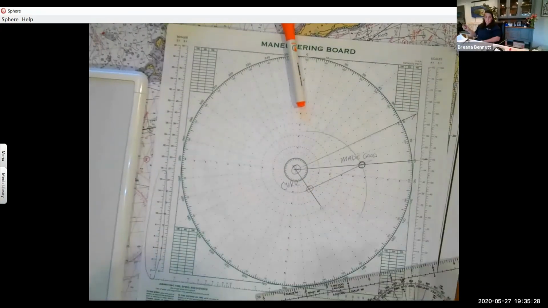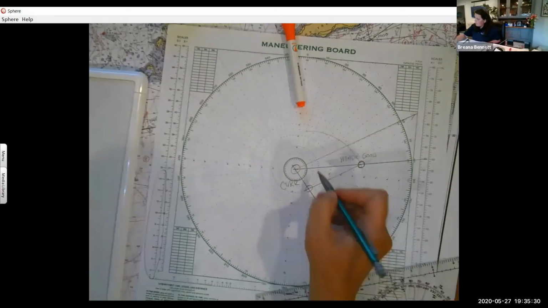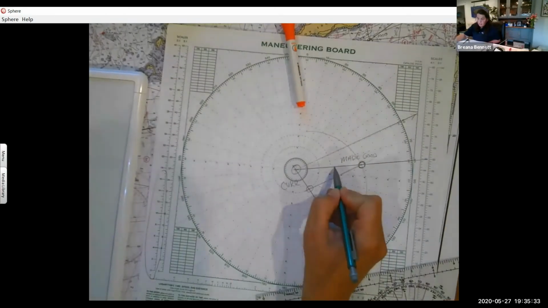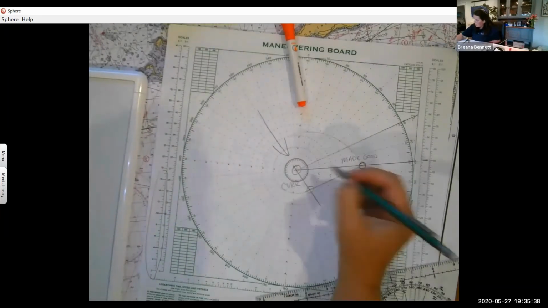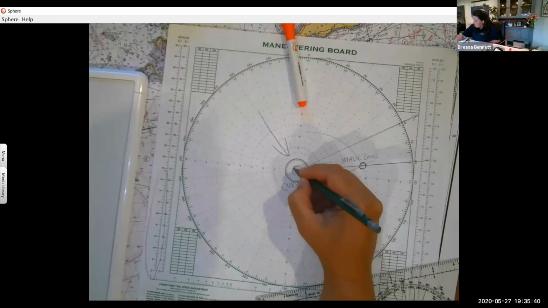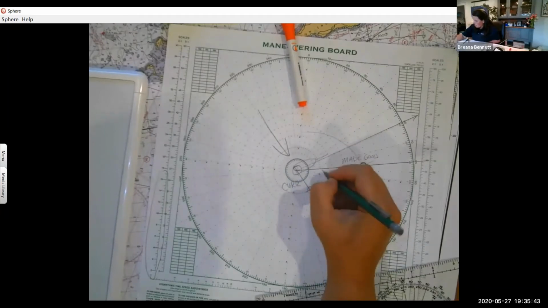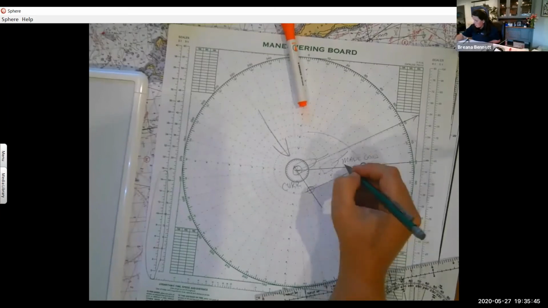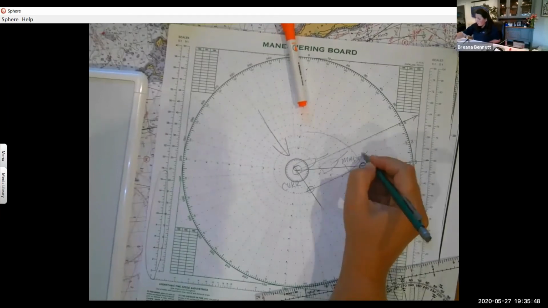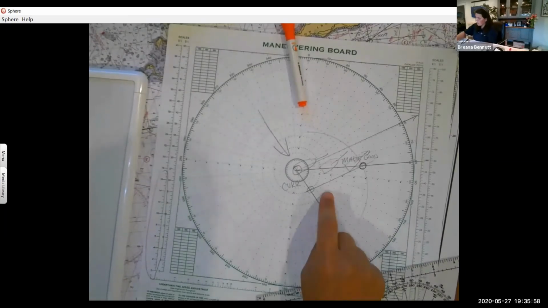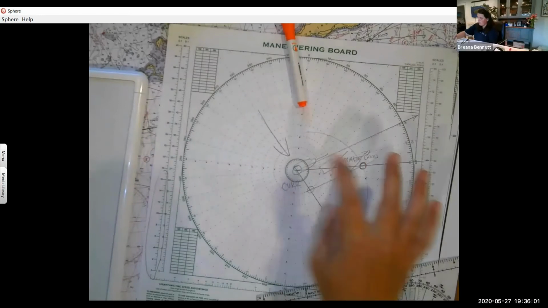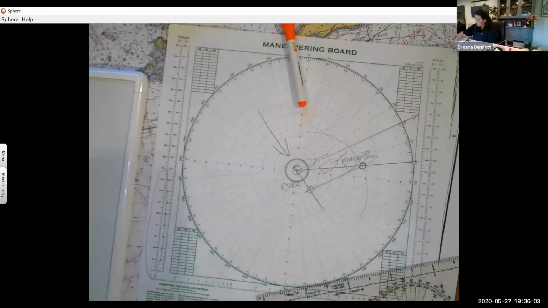So we can look at this and say, if I want to make good this, and the current is pushing me in that direction, then I need to steer this way in order to make that good, because the current keeps pushing me. So our question is, what is our speed made good? And what is our course to steer? So this is the boat.